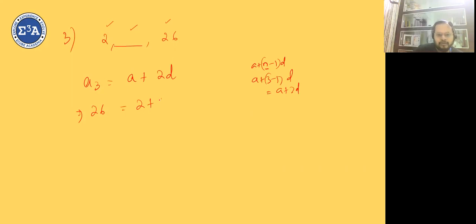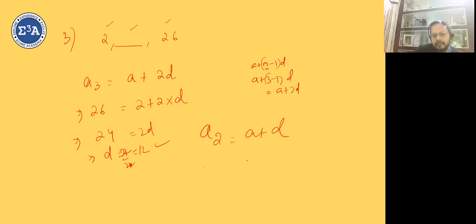So a plus 2d, a is 2, d we don't know. 26 minus 2, 24 is equal to 2d, which implies that d is equal to 24 by 2, that is equal to 12. So you have 12. Now what you can do? a2 is a plus d. a is 2, d is 12, answer is 14.